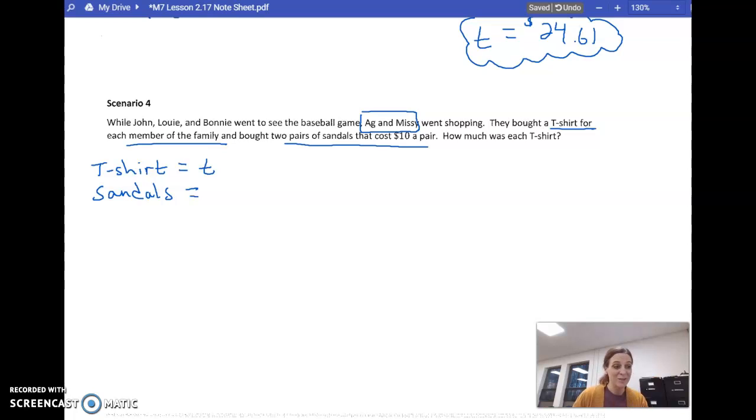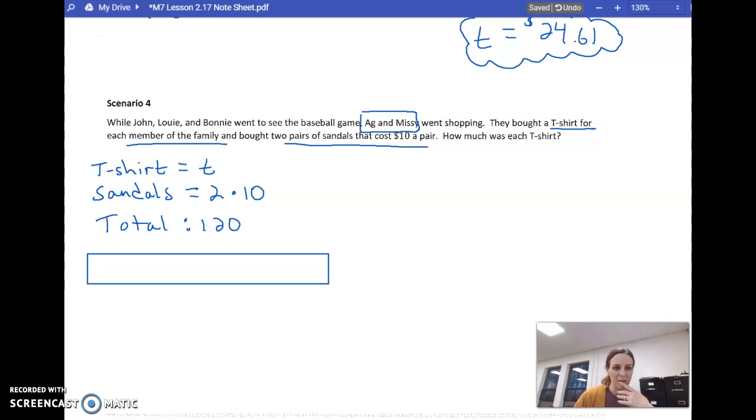Now, how many sandals did we buy? Okay, we bought 2 that cost $10 each. And our total, again from the front page of our notes, was $120. Okay, so here's where it's not the same thing we've been doing. Okay, here's my tape diagram. How many t-shirts did I buy? I bought a t-shirt for each member of the family. That's 5 t-shirts. So 1, 2, 3, 4, 5.